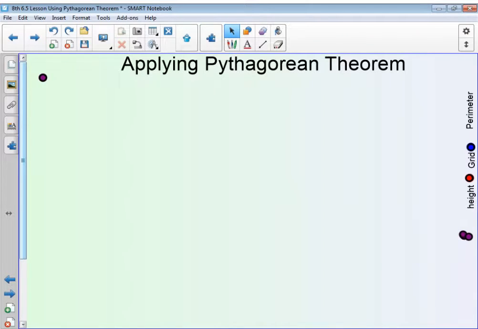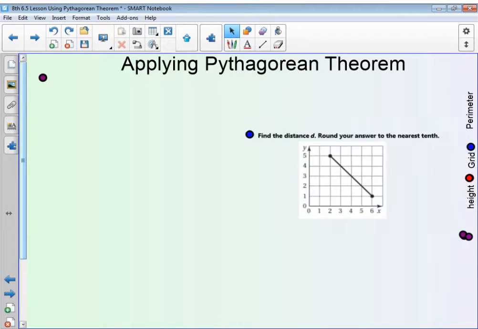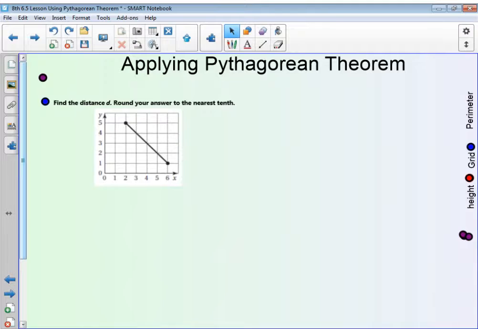a grid and a slant line and asking us to find the length of that slant. Now, you guys have worked with this where you've gone through and you've found the slope of a line. Today, what they're asking is they want to know the length of that line. How long is it? They don't want to know the slope of the line. They want to know the length of it.